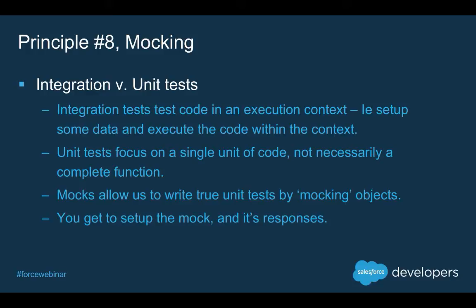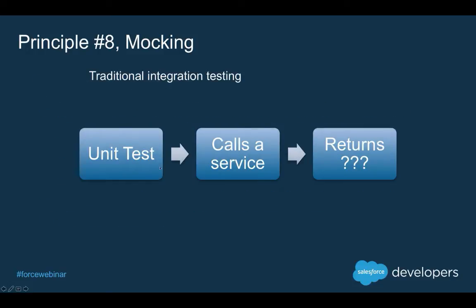First off, let's talk about the traditional integration testing model. We've got a unit test that we've written, and our unit test is going to call a service. Because we don't know what the implementation of that service is, we don't know what the response will be. Now, why do I say we don't know what the implementation is?